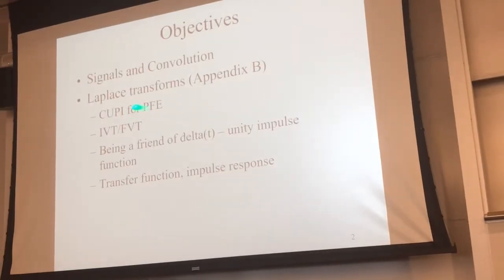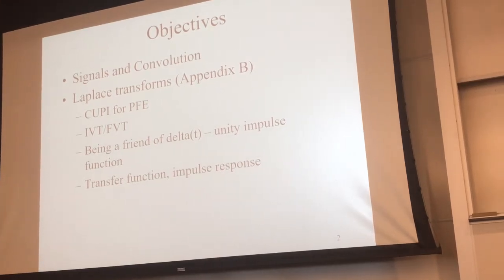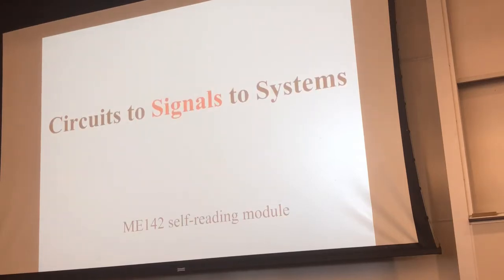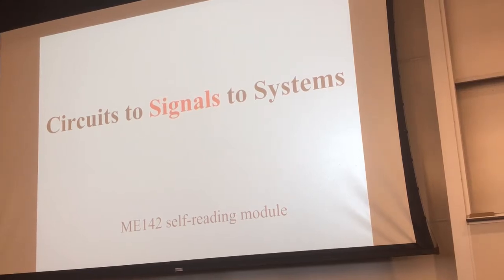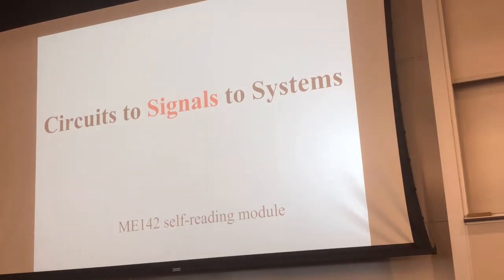And you know partial fraction expansion, you know initial value theorem and final value theorem, and be a friend of delta and the unit impulse, okay? And the transfer functions and impulse responses. So you can see we are going from circuits to signals to systems. So this is a needed level of abstraction that can give you a more systematic way to deal with mechatronic systems. Okay? So that's why we need to learn that.